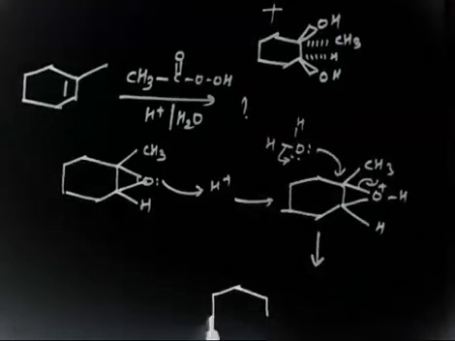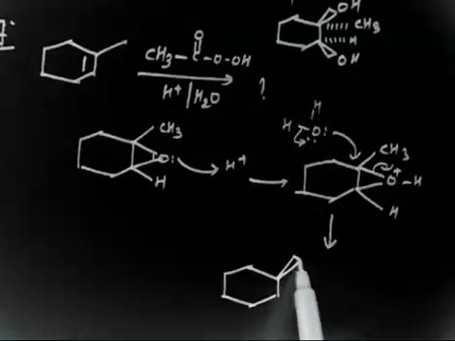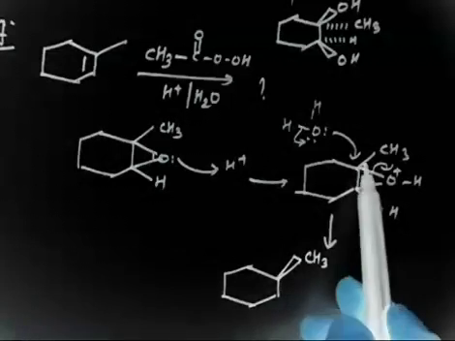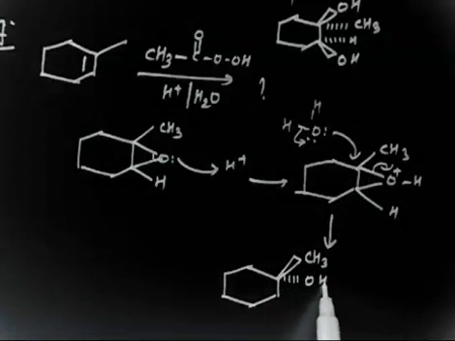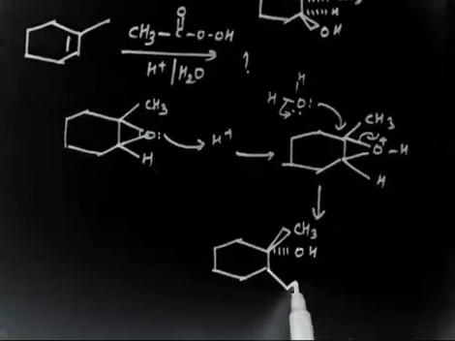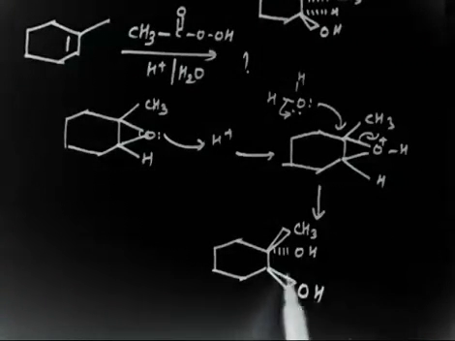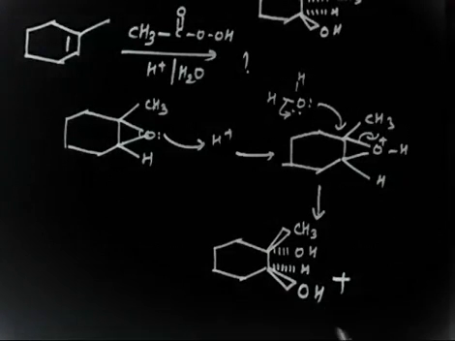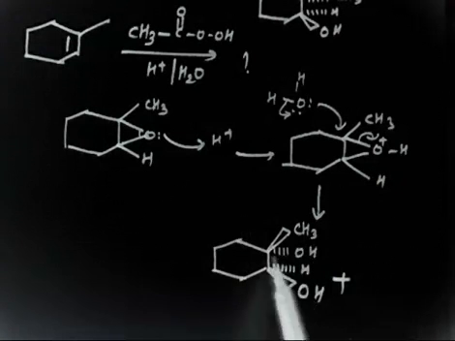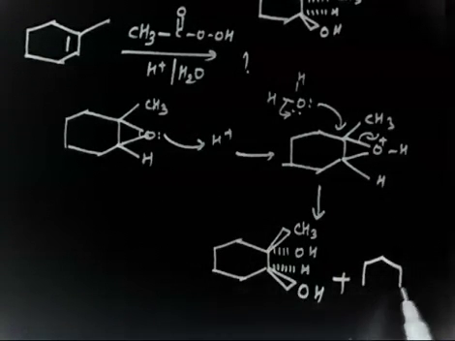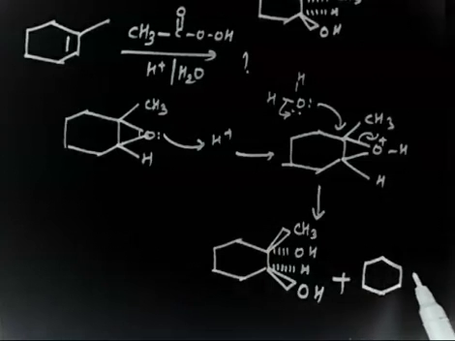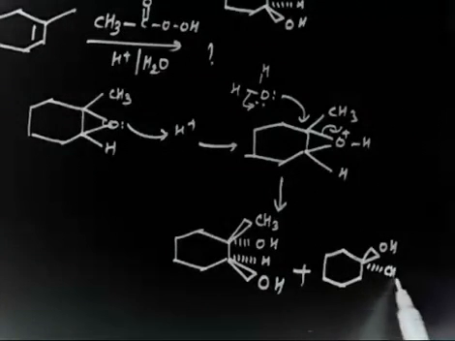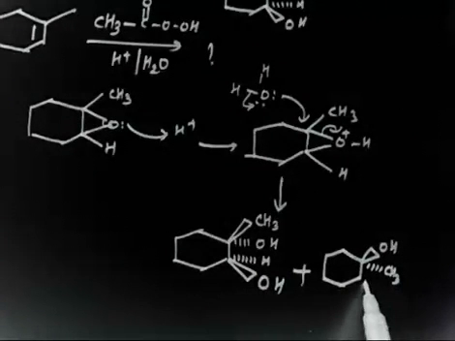So the final product I can write. Let us say I write CH3 on the top, and here I write OH on the bottom. Then I have one hint: here I have to write OH on the top, because I have to have anti-fashion, and here I will have hydrogen. Now again, if OH attacks from the top, I will have another product. Here I will have OH on the top, CH3 on the bottom, and here I will have OH on the bottom and hydrogen on the top.